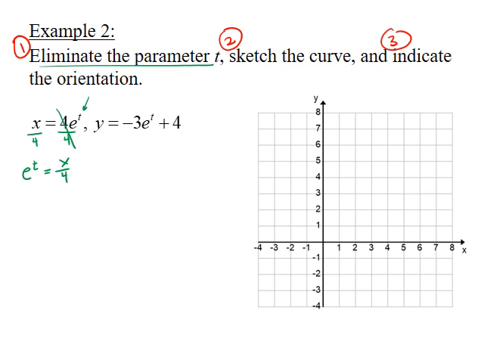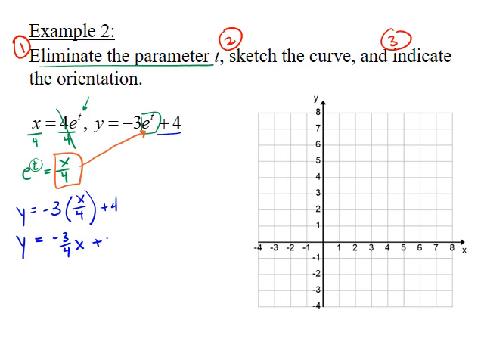Well, in this particular problem, there's no need to solve for just t because I have an e to the power of t here. So I can go ahead and take this and substitute it in for e to the t. So y becomes negative 3 times, instead of e to the power of t, I have x divided by 4, and then this plus 4. I can go ahead and rewrite this as y equals negative 3/4 times x plus 4.